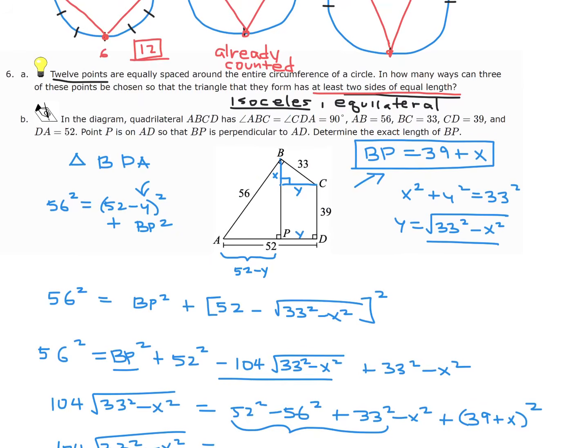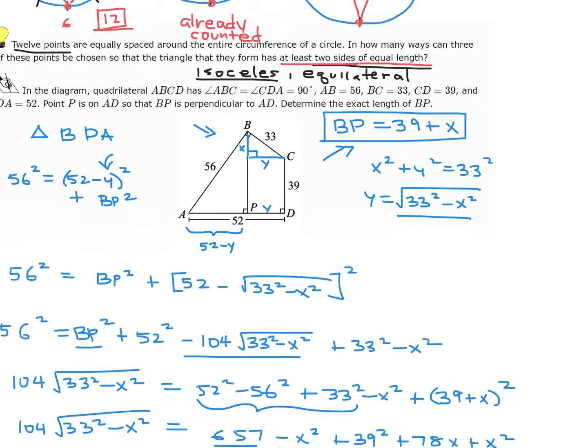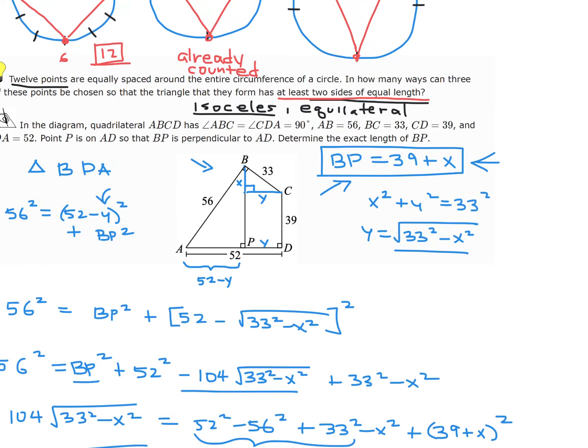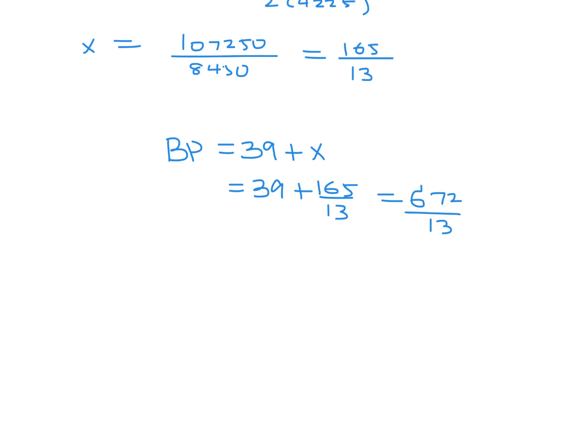There's two values, of course, but x is positive, right? Because x is a distance. So it cannot be negative. So the negative one is inadmissible. So the positive one is the only one you're going to use. And this actually, in lowest terms, is 165 over 13. And then finally, we can go back and calculate BP, which is 39 plus that. So BP, therefore, is 39 plus x, which is 39 plus 165 over 13. And when you do that math, you get 672 over 13.